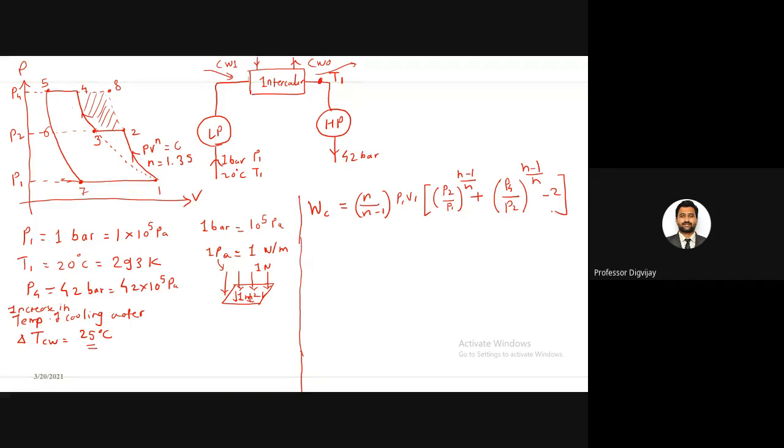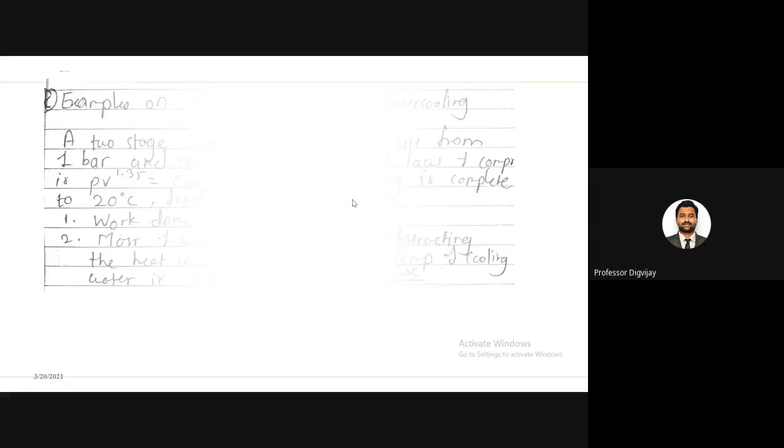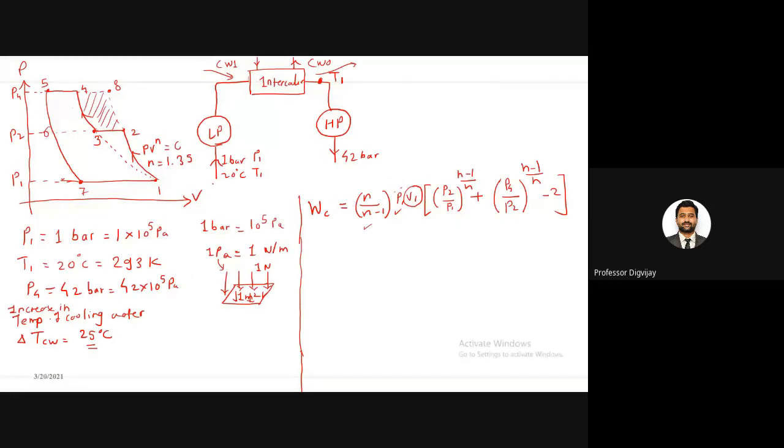now here in this case, this P1 is given, that is 1 bar, n is given, that is 1.35. The other pressure values are also given. The only thing unknown here is V1. So V1 is unknown. But what they have said here, let us see. They have said find per kg of air. So we have to calculate per kg of air. That means mass will be 1.